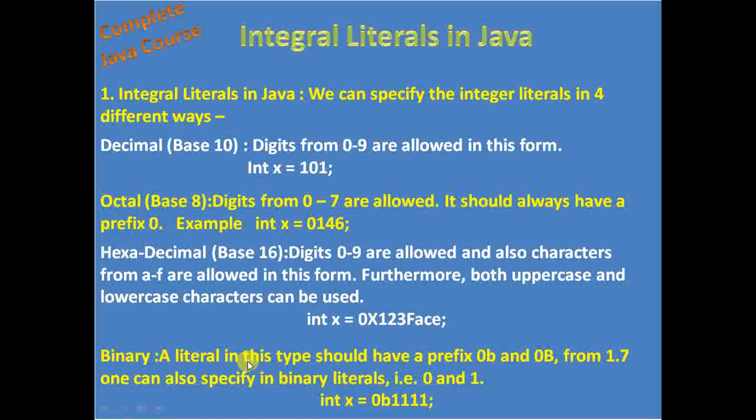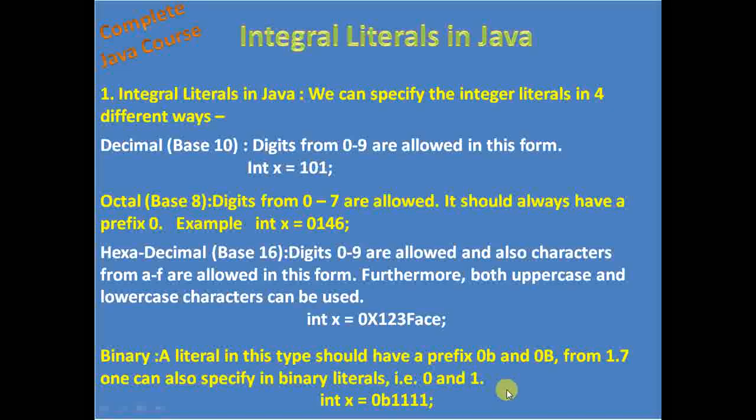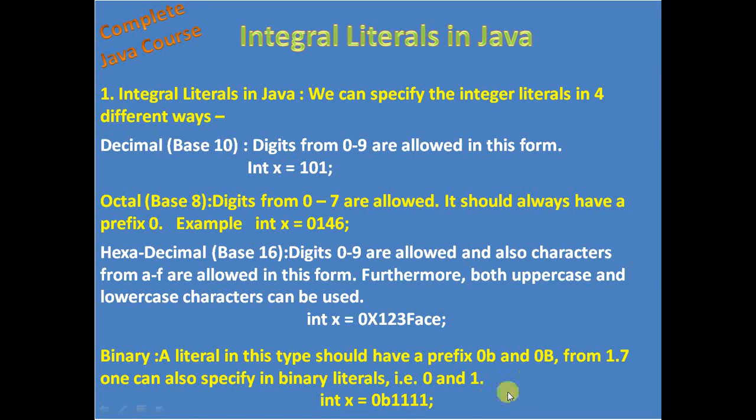Number 4, Binary. A literal in this type should have a prefix 0b. From Java 1.7 version, one can also specify a binary literal, i.e. 0 and 1. So from Java 1.7 we can define a literal in the form of binary, but in the binary form we should use the prefix 0b. After that we can define the binary number.